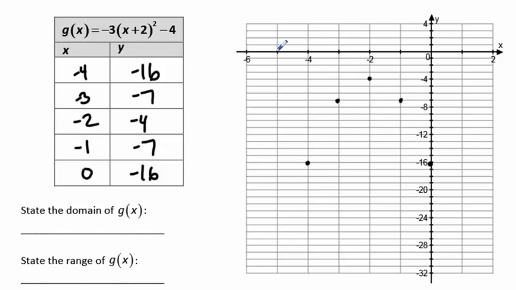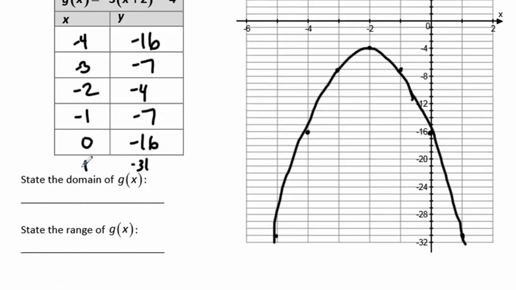I might also find the values at -5 and 1 just to see what's on the graph here. So I plug in 1, so that becomes 1 plus 2 is 3, squared is 9, times -3 is -27, minus 4 is -31. So at 1, I'll be at -31, and at -5, by symmetry, I'll be at -31. So let's graph.